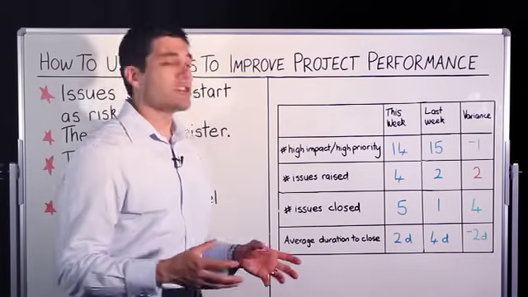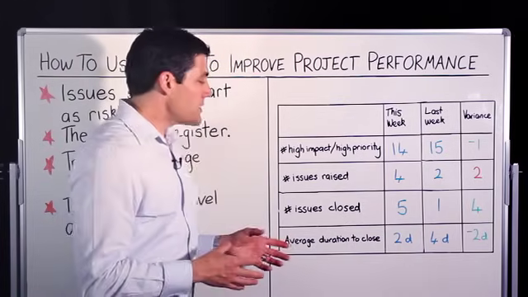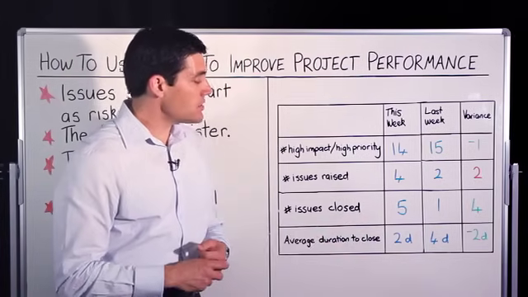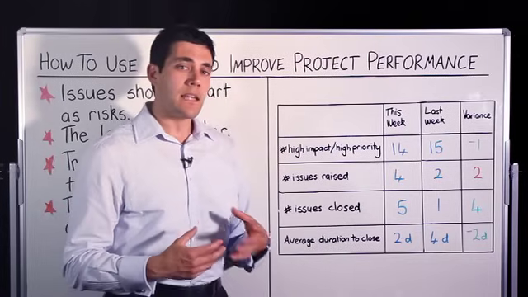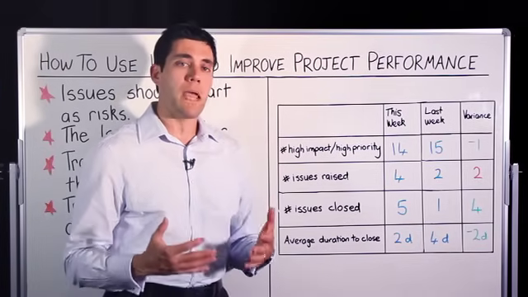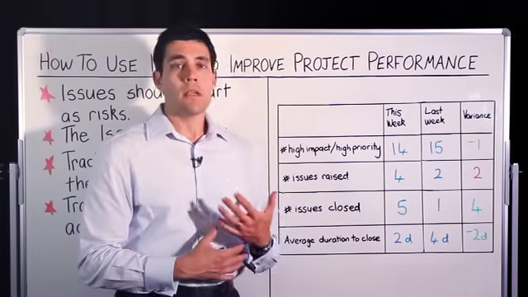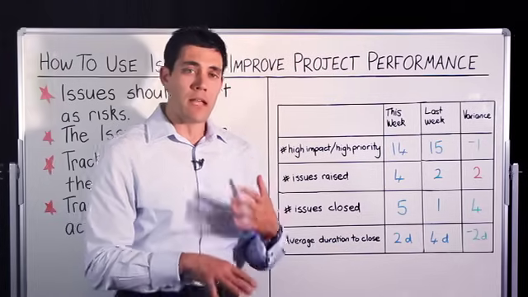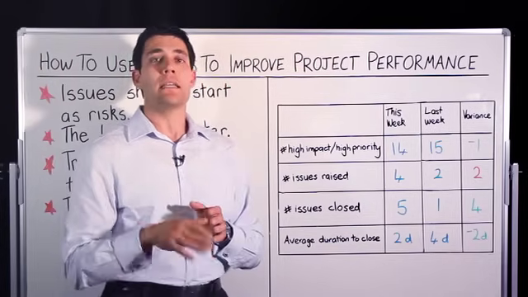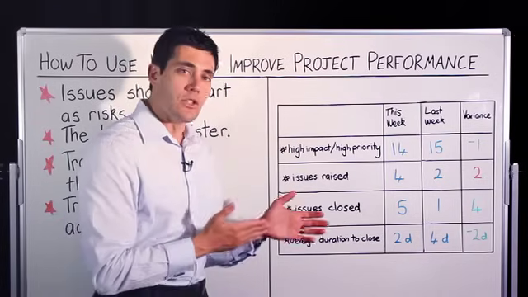Lastly, the average duration to close the issue. If you see this week I've got 2 days to close an issue and the previous week was 4 days, that gives me a good sense that my project team can manage their normal workload in delivering their items on the project and executing on their tasks, as well as the unforeseen items or these issues that come up.